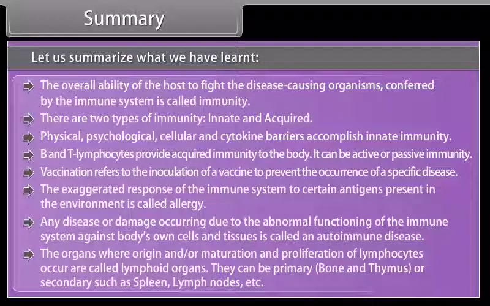They can be primary, bone marrow and thymus, or secondary, such as spleen, lymph nodes, etc.